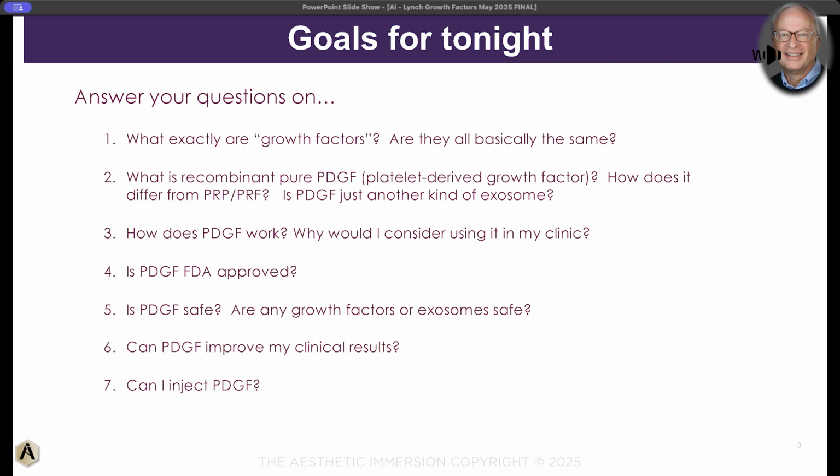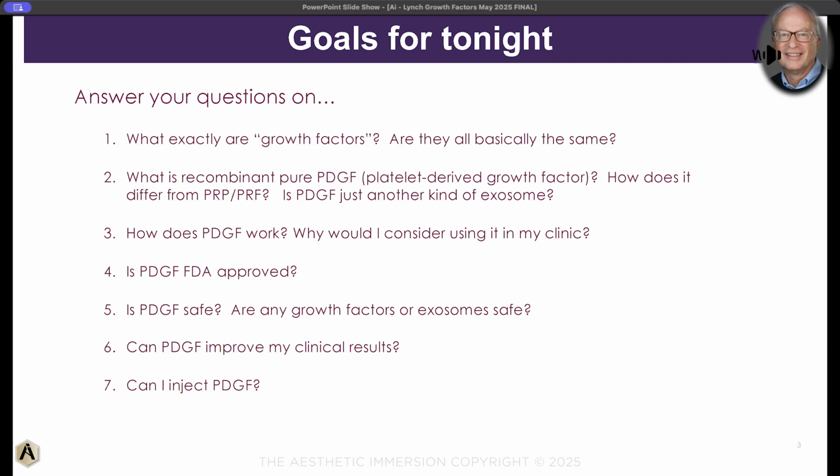And then we're going to talk a little bit about what I just heard Lori talking about, which was, is PDGF FDA approved? Is it really safe? Are growth factors in general safe? Are exosomes safe? We need to really dig deep into that. Are you talking about Ariessence specifically, or are you talking about PDGF, or are you talking about one and the same? I'm going to really focus my comments on PDGF, right?